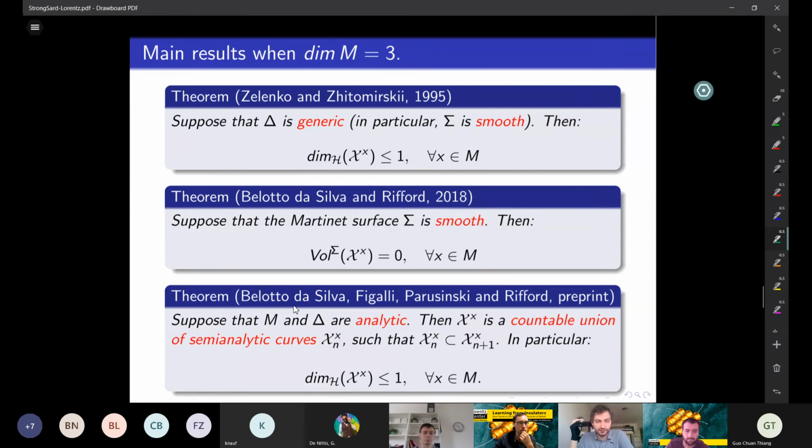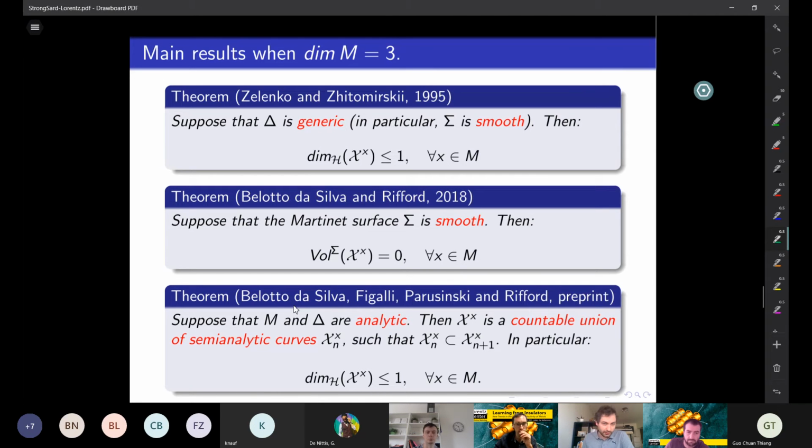So first of all, the result of Zelenko and Zimtorsky from 95, where, supposing the distribution delta is generic, in particular the Martinet surface is smooth, generic in terms of the C-infinity Whitney topology, they are able to prove the strong Sard conjecture. They are able to prove that the critical values have Hausdorff dimension at most 1.